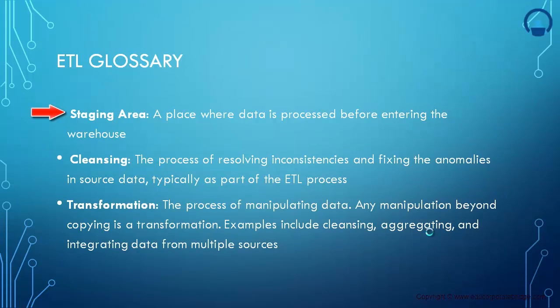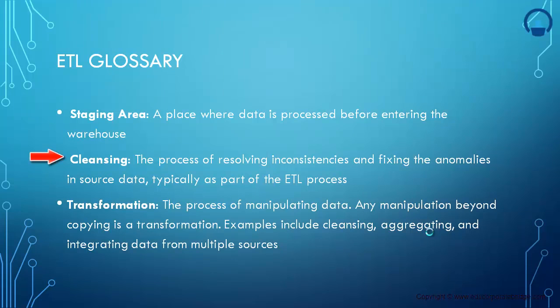Staging area. What is a staging area? It's a place where data is processed before entering the warehouse. The staging area is the intermediate area between the source and the target, where we process, manipulate and change the data before loading it in the data warehouse.